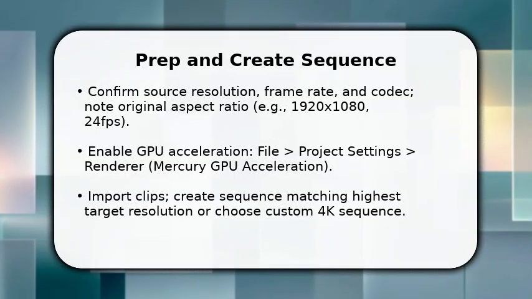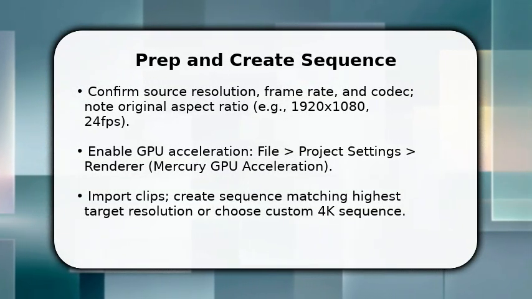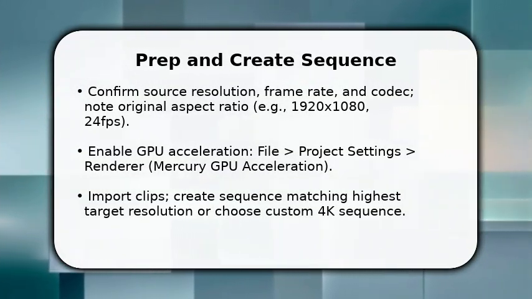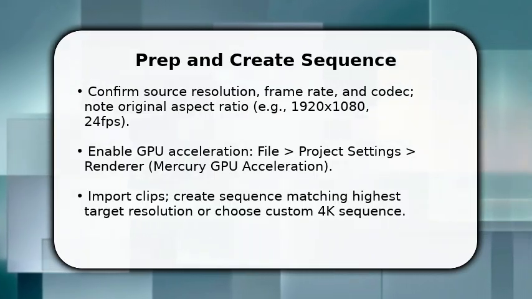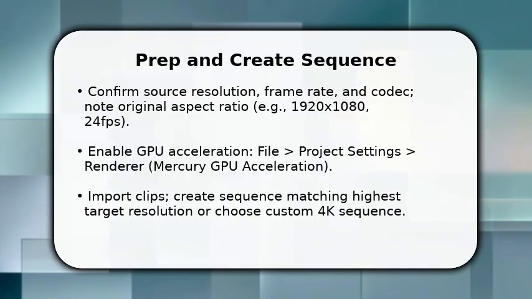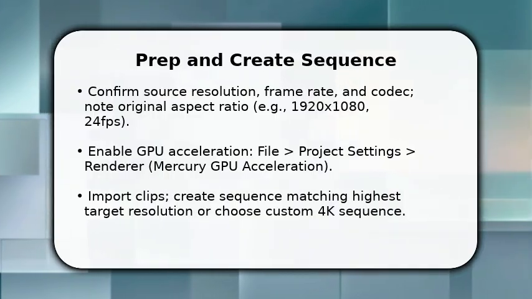You begin by matching intent to source. Know the clip's resolution, frame rate, and codec so you can choose the right target. Once that's done, enable Mercury GPU acceleration in project settings to speed rendering and effects.